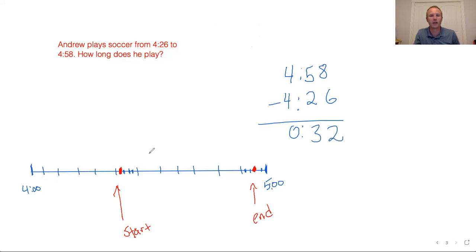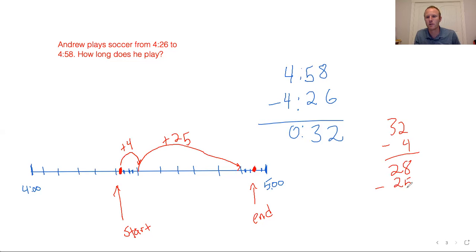Now we need to navigate our way from one of these to the other. So I'm going to go from here to here. That's plus 4. So 32 minus 4 is 28. And then I'm going to go from here to 55. So from 30 to 55 is plus 25. I can count that too to double check. 5, 10, 15, 20, 25. So 28 minus 25 leaves us with 3. And then we're going to count 3 more minutes. 1, 2, 3.